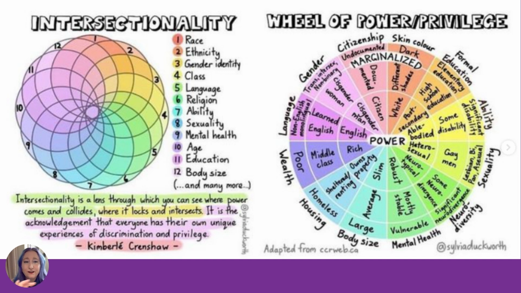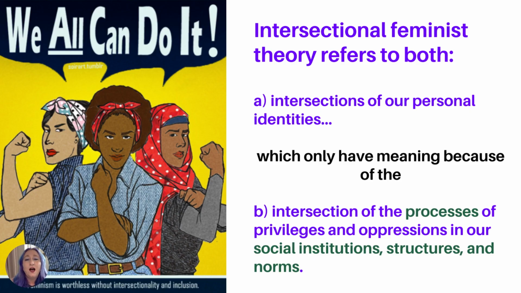So I encourage you to pause here, and you can play with or look at the wheel of power and privilege, understanding intersectionality in this way, because that is the way that you can start to understand how and why praxis becomes so important. Another way to think about this is that intersectional feminist theory, if you remember from last week, refers to both the intersection of our personal identities, but those only have meaning because of the intersection of the processes of privileges and oppressions in our social institutions, structures, and norms, right?